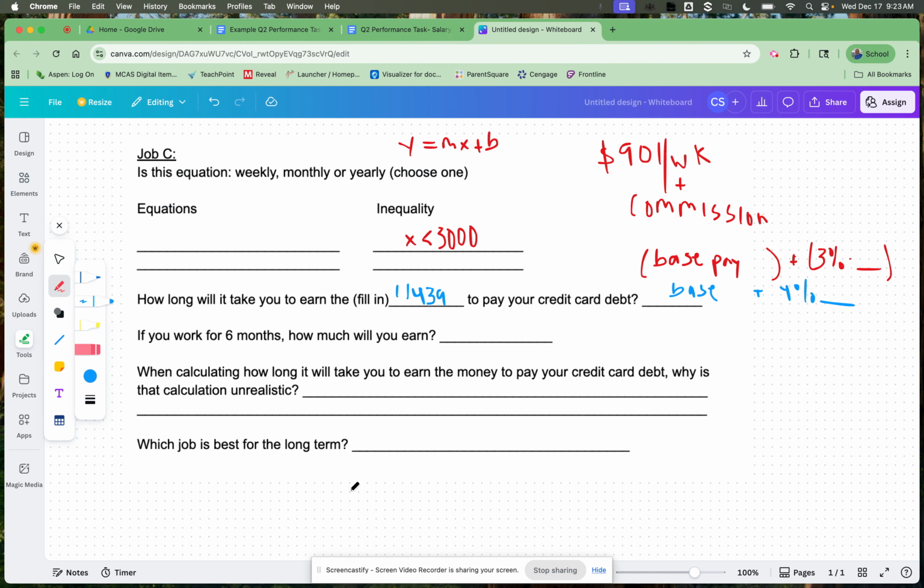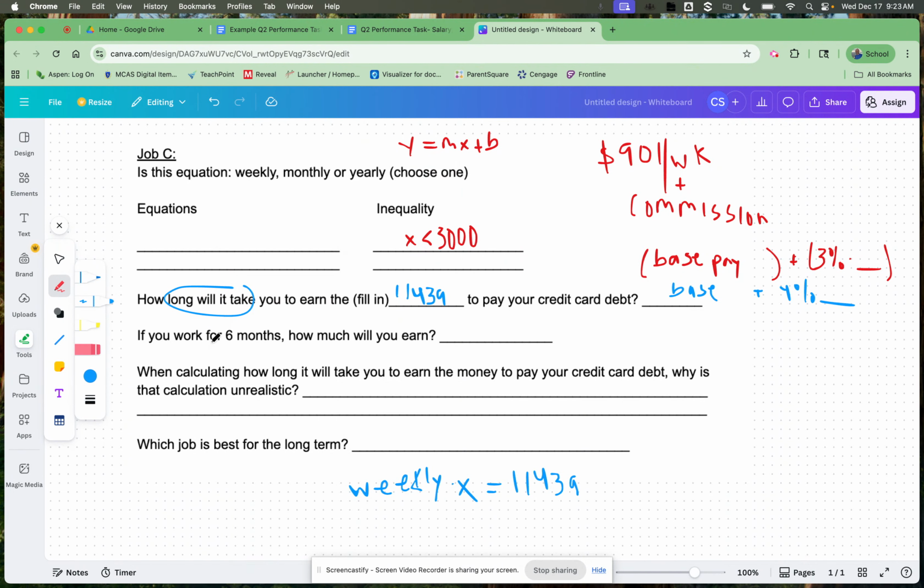So I'm going to take my weekly pay and how long will it take me? So that means I don't know. Times something should give me this amount right here. That's how much debt I have. So I need you to think, how do we find x when you're multiplying by x?